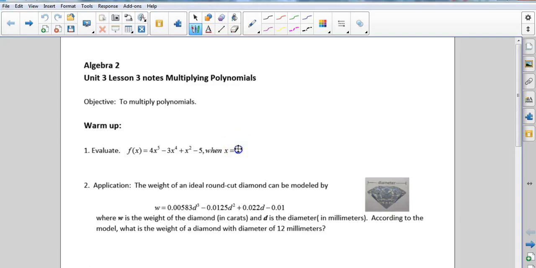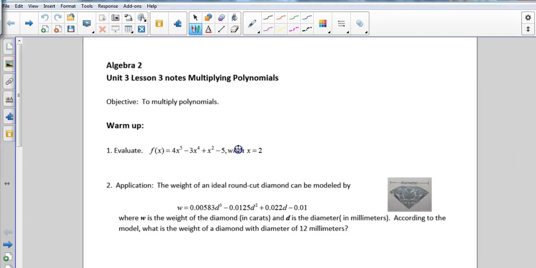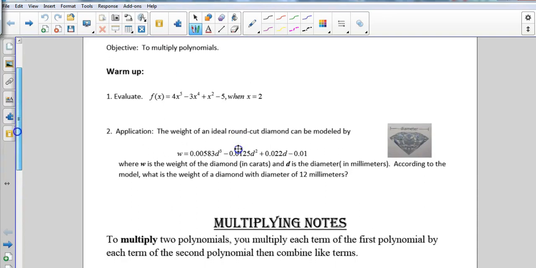Okay, multiplying polynomials. So a little bit of a warm-up first. Evaluate f of x equals 4x to the fifth minus 3x to the fourth plus x squared minus 5. So what we're going to do is take 2 and plug it in for x in each spot. Okay? So it's going to look like this. 4 times 2 to the fifth minus 3 times 2 to the fourth plus 2 squared minus 5.